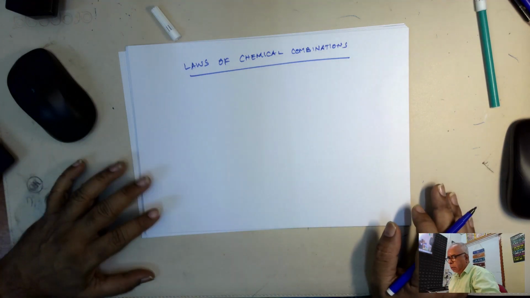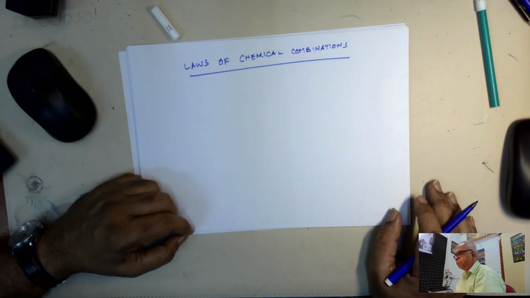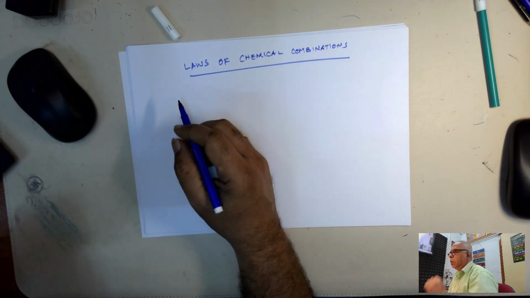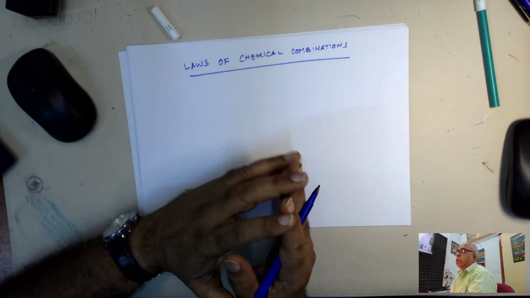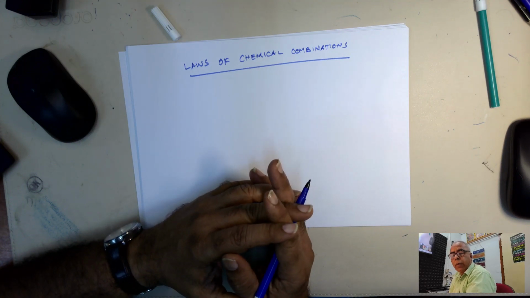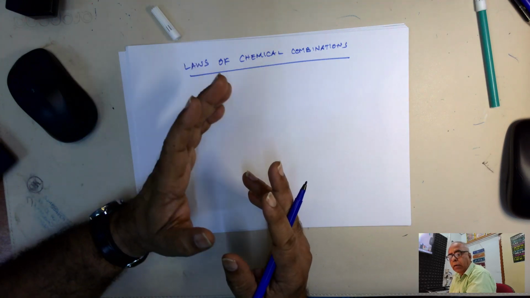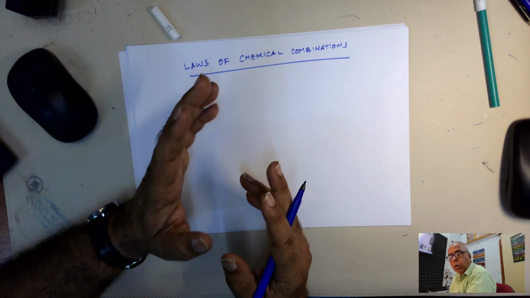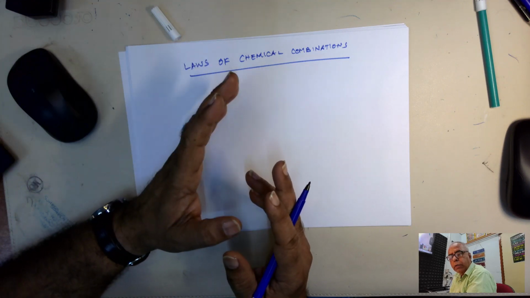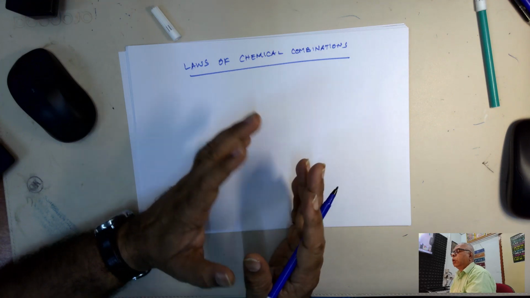Laws of chemical combination. See, elements combine to form molecules, right? For example, two hydrogen atoms can combine with oxygen to form a water molecule. So two hydrogen plus one oxygen gives what? A molecule of water.